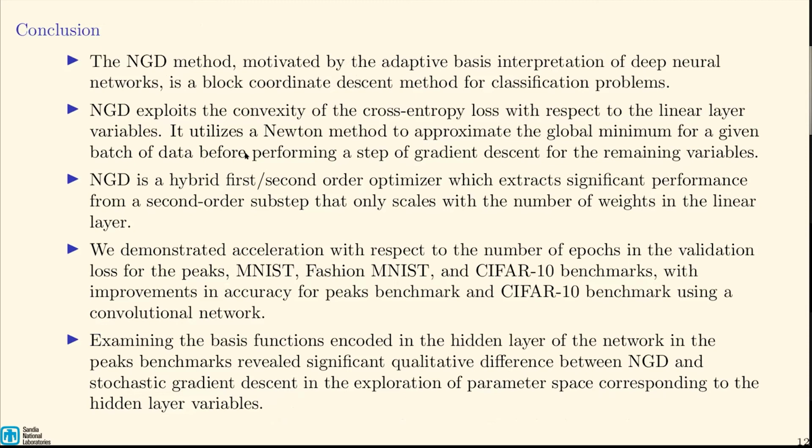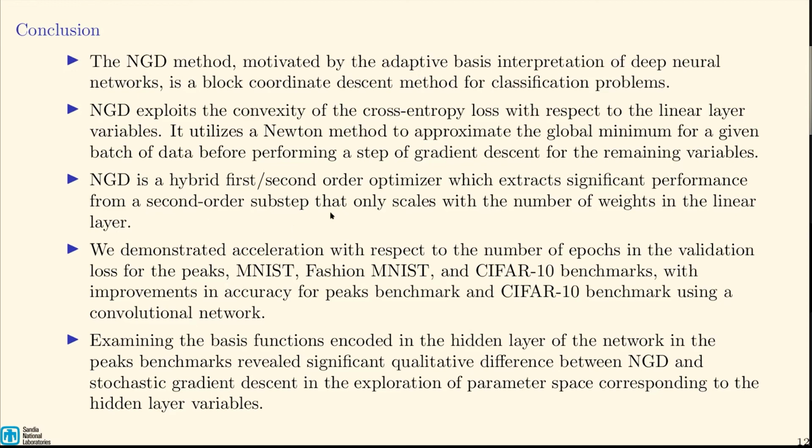So the conclusion here is that this Newton gradient descent method is motivated by the adaptive basis approach to training neural networks. It's a block coordinate descent method for classification problems that is a hybrid. It's like a 1.5 order method. It's second order in the linear weights and first order in all the other weights and biases of your network. It exploits the convexity of the cross entropy loss with respect to the linear layer variables. And it uses a Newton method to get the global minimum for a given batch of data before doing a step of gradient descent and then alternating.